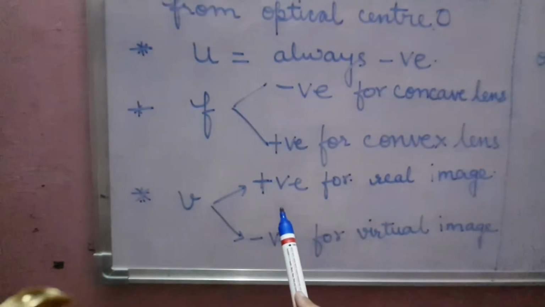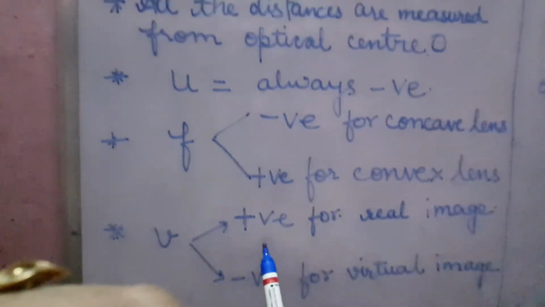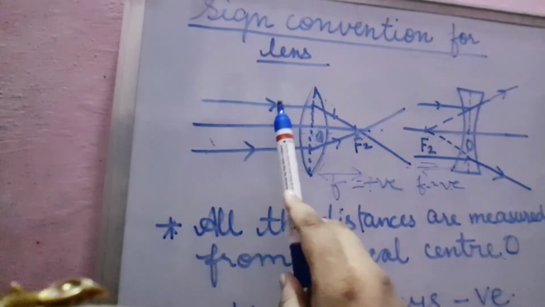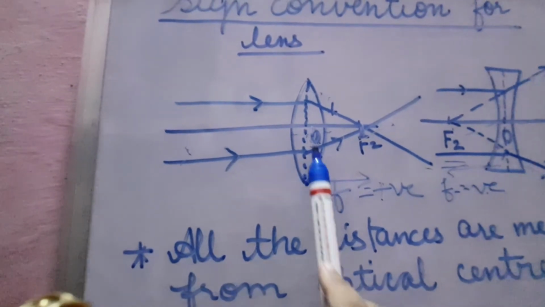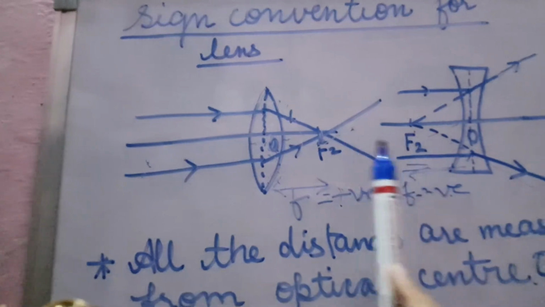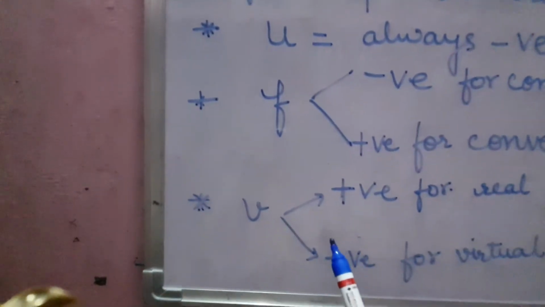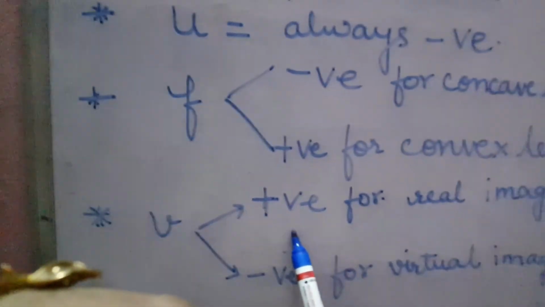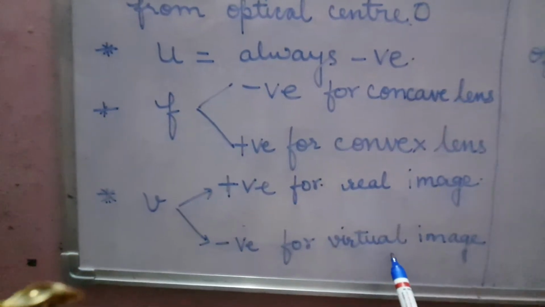Now the third one is the sign of V, image distance. You know that in all the cases, in all 5 cases in convex lens, the image is real and inverted, and in all the cases the image will be formed towards this side. So for real inverted image, the sign of V will be positive. So V will be positive for real image and it will be negative for virtual image.